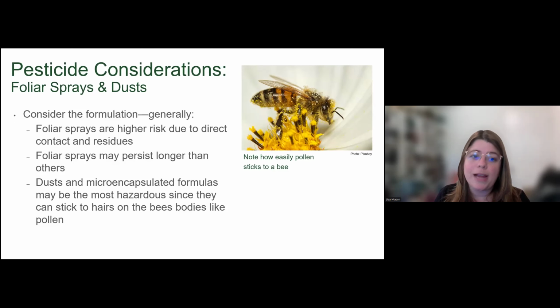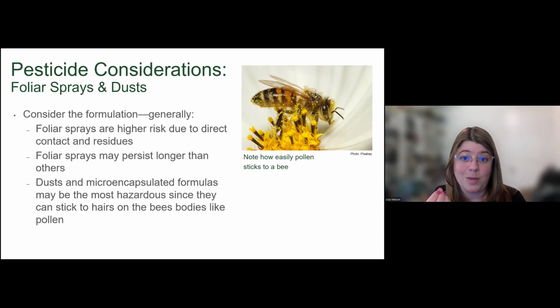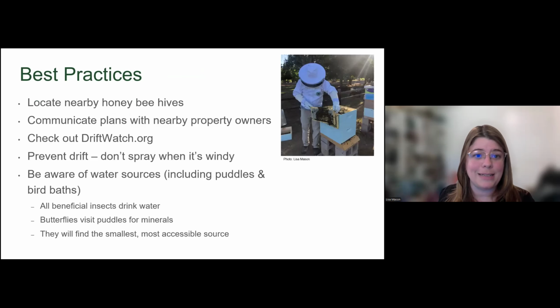When we look at foliar sprays, they are higher risk just due to the direct contact of the pesticide on the plants and the pesticide residues as well. Some foliar sprays may persist longer than others, so you'll really want to consider those active ingredients. And then dust and microencapsulated formulas are some of the most hazardous to bees, especially because those dust particles will stick to the hairs of bees, and then they can take them back to their hive or back to their ground nest. So keep that in mind.